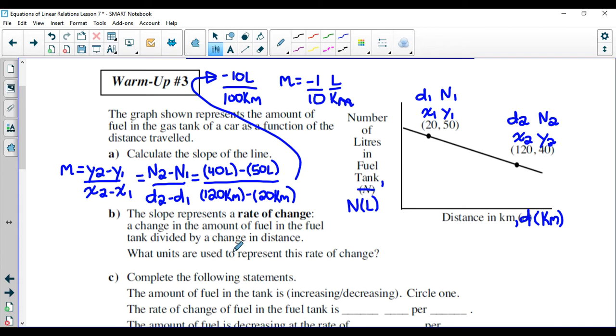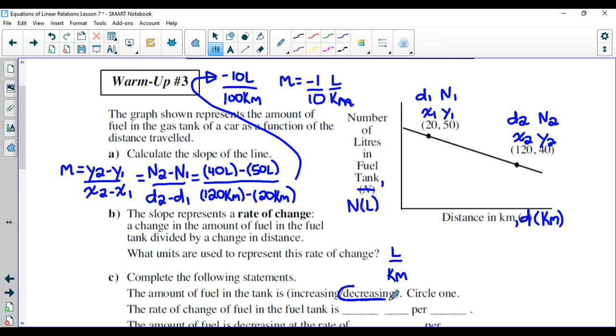B, the slope represents the rate of change, which is the change in the amount of fuel in the tank divided by the change in distance. What are the units used to represent this? Well, we identified it up here. By calculating the slope, it actually told me what the units were, and the units were liters per kilometer.